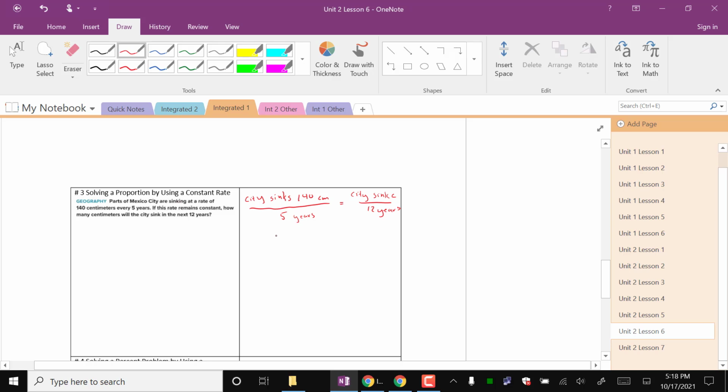Taking away a lot of the words, we're going to be left with 140 over 5 equals C over 12. So I'm going to multiply both sides by 12. That's going to give me 12 times 140, which is 1680, over 5 equals C. 1680 divided by 5 is 336 equals C. So it's going to sink 336 centimeters in 12 years. That's how much we're going to sink.